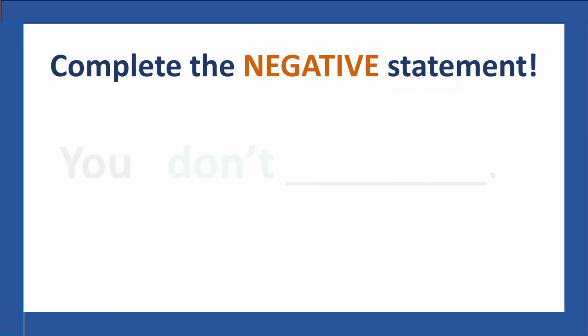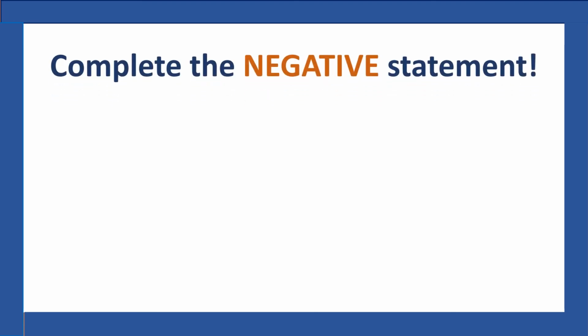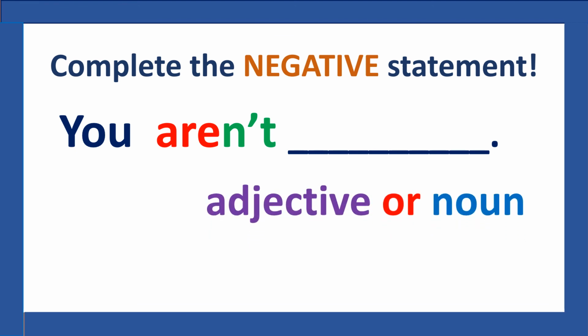Complete the negative statement. You don't. Helping verb or verb to be? Helping verb. So we need the verb. You don't like me. You don't understand. Complete the negative statement. You aren't. Helping verb or verb to be? Verb to be. So after verb to be, you have adjective or noun.